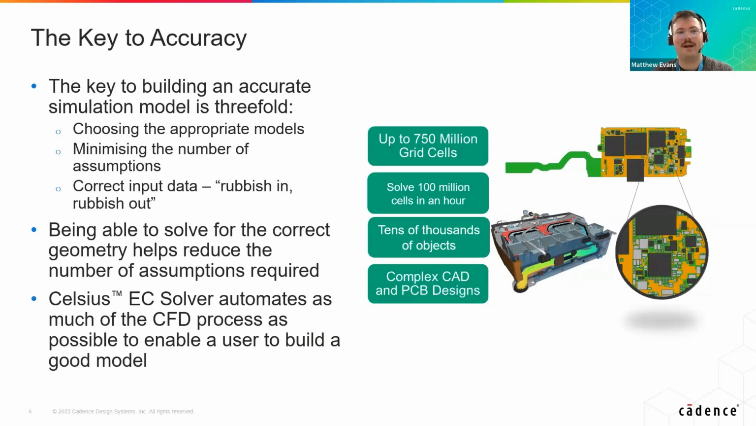Basically, there are three keys to building an accurate model. Firstly, you need to choose the appropriate models, that's in terms of the numerics of how the simulation works. Choose the wrong set of numerics, and you might have something that's not appropriate to the use case and is going to give you bad results. You need to minimize the number of assumptions you're making. The more things that you know up front, and the less simplification you have to do to your model, that's going to minimize the number of assumptions and make what you're simulating closer to reality.